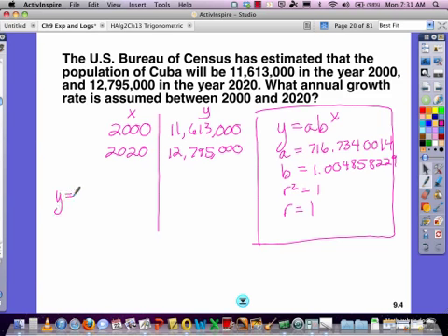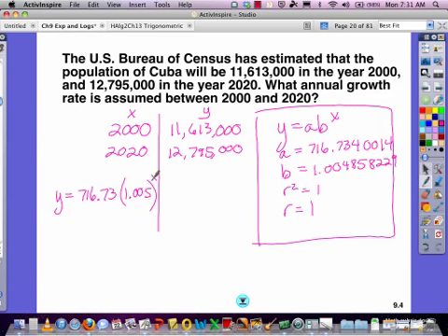y equals 716.73, round to the tenths or hundredths would be appropriate. Our b value would be, if we go tenths or hundredths, we're getting a 1. So in this case, I'm going to keep it a little bigger. I'm going to go thousandths, 1.005, because I don't want to put any more error into the problem than necessary, and then to the power of x.